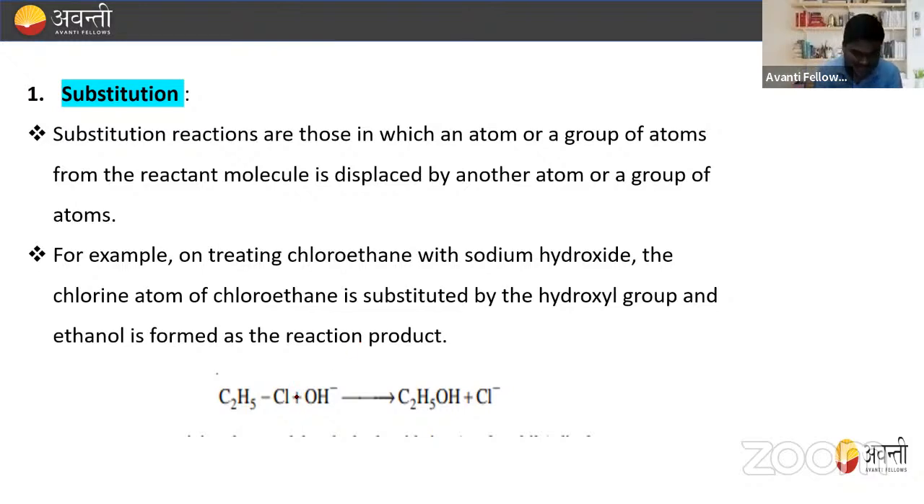Here we can see that the chlorine becomes more negative. It wants to take the electron and it releases this C2H5. Now this OH negative ion attaches to the C2H5 and the formation will take place. So this is known as substitution reaction, right? Treating chlorobenzene with sodium hydroxide is an example of this substitution reaction. Basically what is happening here, the chlorine atom of the chloroethane is substituted by the hydroxyl group and ethanol is formed as the reaction product.